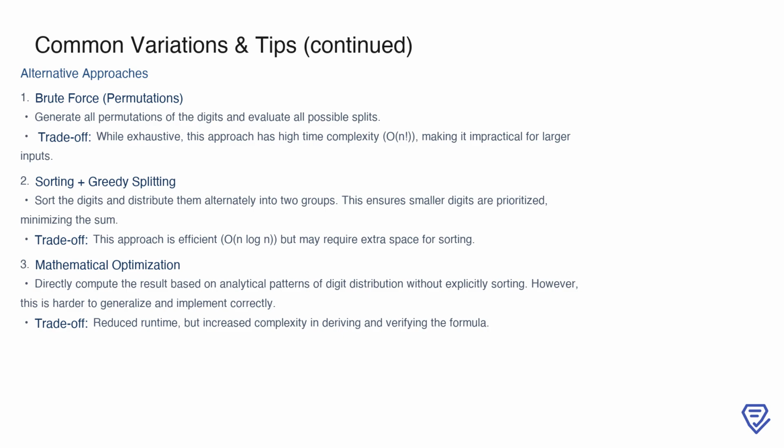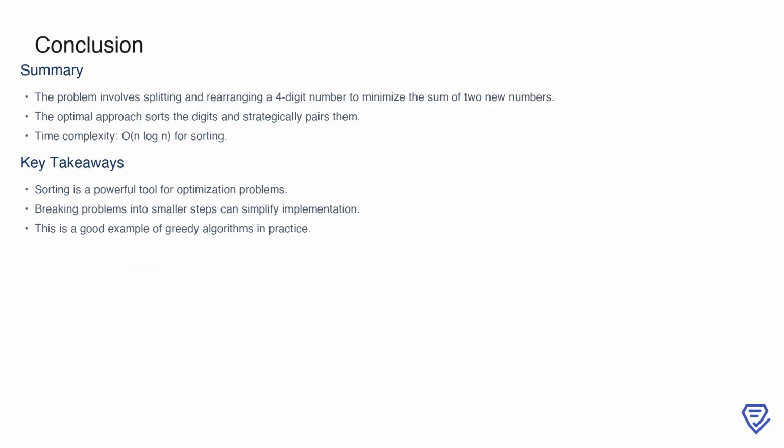Another intriguing option is mathematical optimization, where you directly compute the results based on analytical patterns of digit distribution. This eliminates the need for explicit sorting, reducing runtime further. However, deriving and implementing such a formula can be complex and error-prone. Each approach has its trade-offs, so choose the one that best balances efficiency and simplicity for the given context. Great job! We've successfully solved the problem and reviewed the optimal approach. Remember, sorting and breaking down the problem were key to our solution.